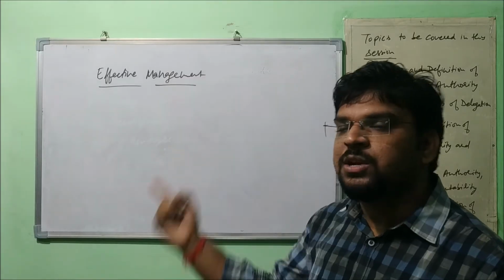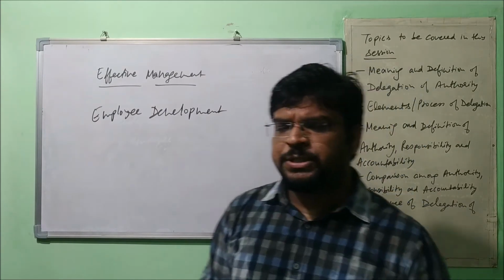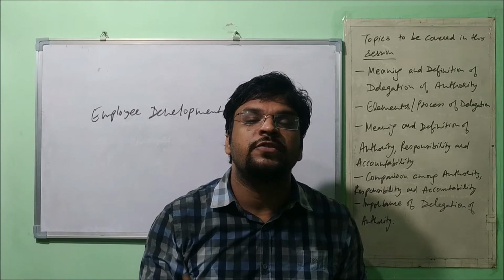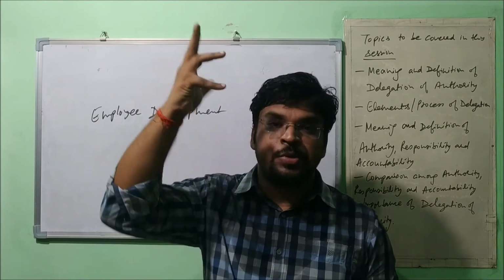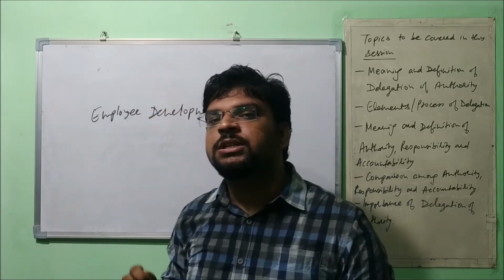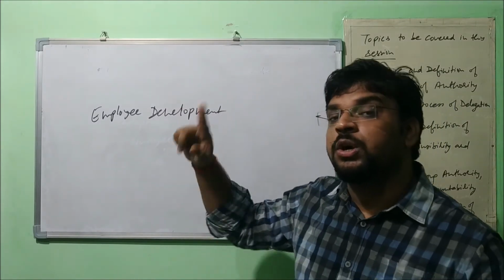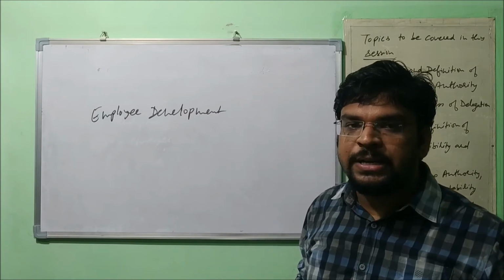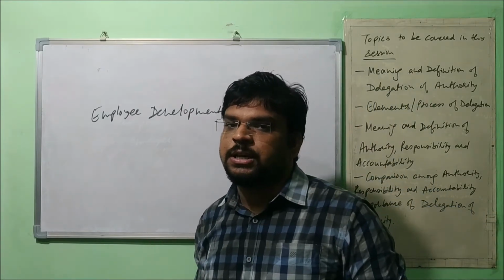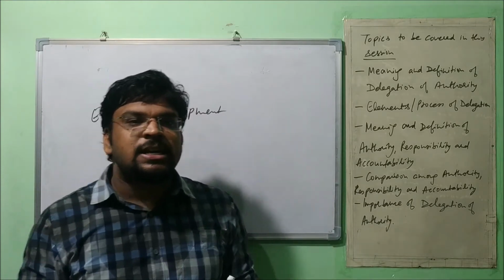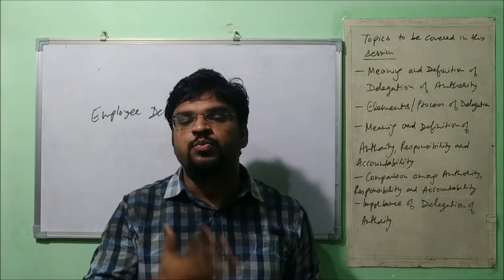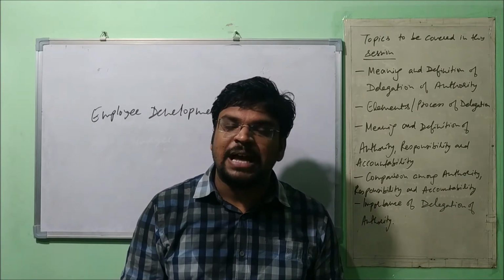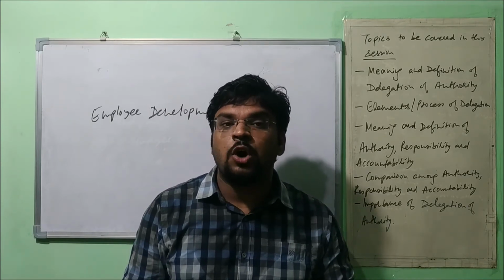Now let's move on to another point. Employee development. See, in the earlier point, effective management, we saw delegation of authority from the eyes of the superior. Now we have to see the delegation of authority from the eyes of the subordinate, the one to whom the job is shared. Right? Now, for this person, there is a great opportunity to improve himself, to show his talent, to develop his skills. That is not his job, but that is the job of his superior.